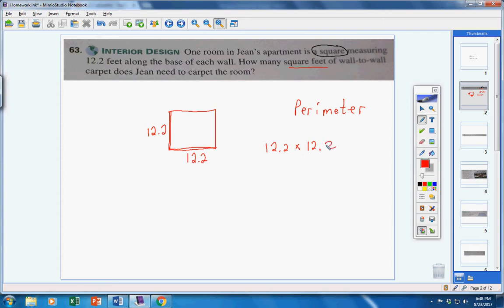So I'm going to take 12.2 times 12.2 with my calculator. Let me grab that real quick. And you will get 148.84. Now, this is feet, so my answer is square feet. How many square feet of carpet does she need to buy to carpet this floor? 148.84 square feet. Alright.